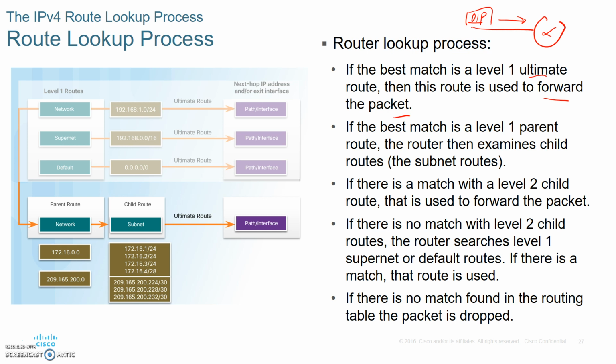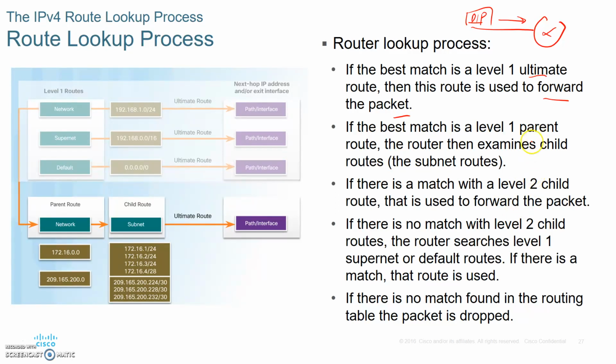Okay, but if the best match is not a level 1 ultimate route, instead it's a level 1 parent route, this means that now they need to look at the child. So they'll go in and look at the child. If there's a match with a level 2 child route, then it can be used to forward the packet, because remember, all the level 2 child routes are ultimate routes. So if they can find a match in level 2, then they will use it.